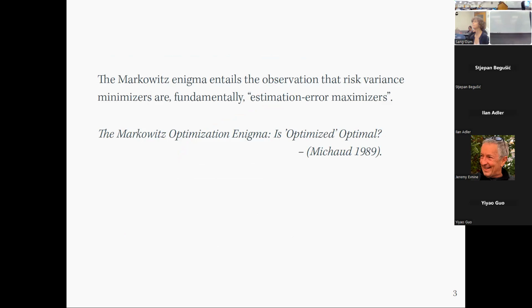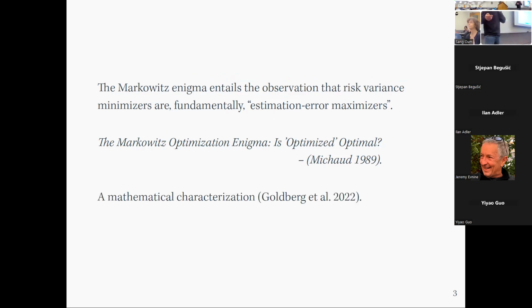The phrase Markowitz enigma, at least as I understand, comes from a paper by Richard Michaud in 1989, where he says that this phenomenon entails the observation that risk variance minimizers are fundamentally estimation error maximizers. That's the title of the paper, and you can read his perspective on it. But back when I was a postdoc working with Lisa and Alex, we gave a mathematical characterization of this phenomenon. And that's what I'm going to do today in a slightly more general setting.